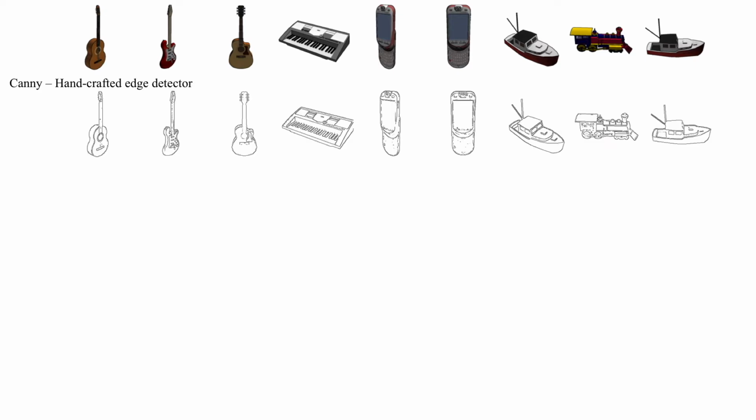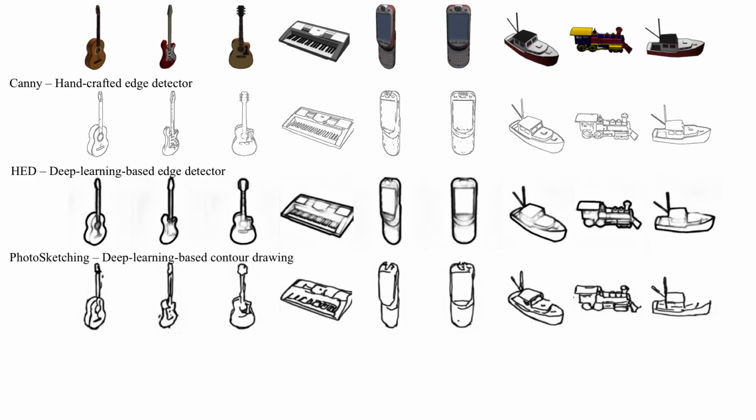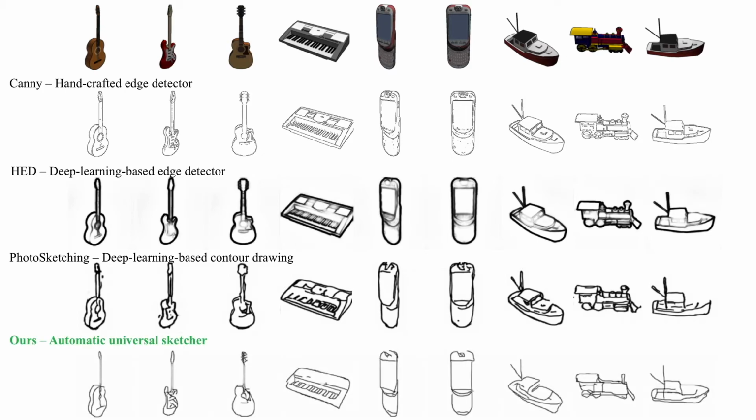Canny edge detector is handcrafted and its edges indicate low-level intensity gradients. HED is a deep learning-based edge detector trained to output external object boundaries. Photo sketching learns from photo line tracings generated by humans. Its lines indicate both interior and external contours, which are continuous and perceptually salient. Our model is trained exclusively on shoes, yet it outputs plausible and realistic sketches for these non-shoe categories.